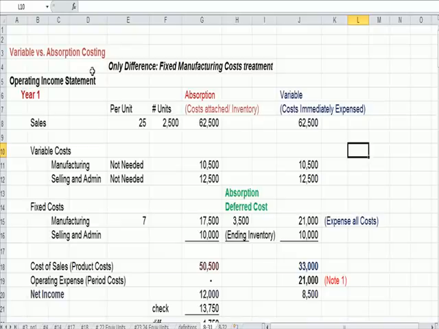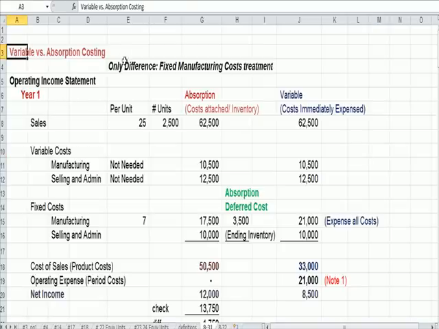I recently did a problem with a student that I wanted to put up regarding variable versus absorption. It's an issue that's confusing, and I think this problem was a good one because it addresses how, over the long term, variable and absorption lead to the same profits, costs, and the revenue is also the same. So let's go through this example.